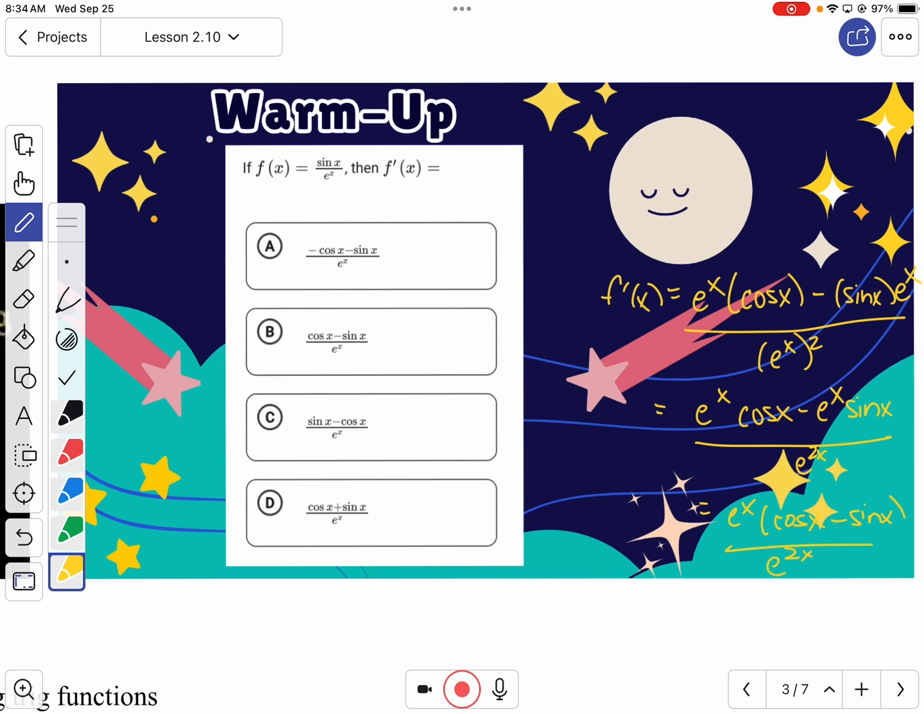What are we going to be able to do with those e to the x's? Subtract the exponents. So 2x minus x is going to leave me with cosine x minus sine x on the top. On the bottom, e to the 2x minus e to the x is e to the x, so it would be b. So the tough part of that one was in the simplification.